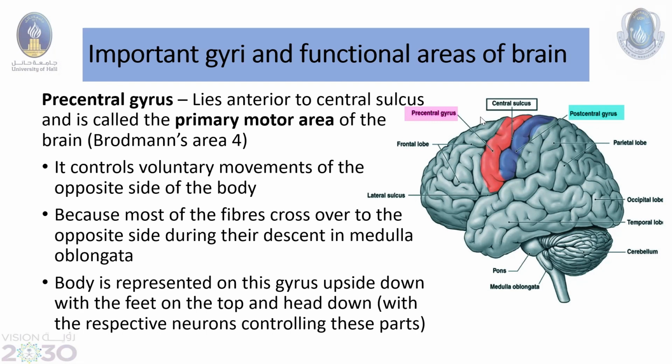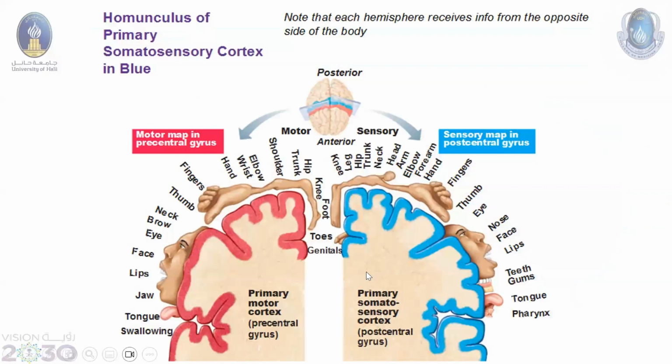If you see the representation of the body on this gyrus, it will be upside down, with the feet on the top, and the head part on the lateral side, with its respective neurons controlling these parts. Let me show you the picture. This is how it looks. The face is on the lower part of the superolateral surface, and above it will be the upper limb, then the lower limb.